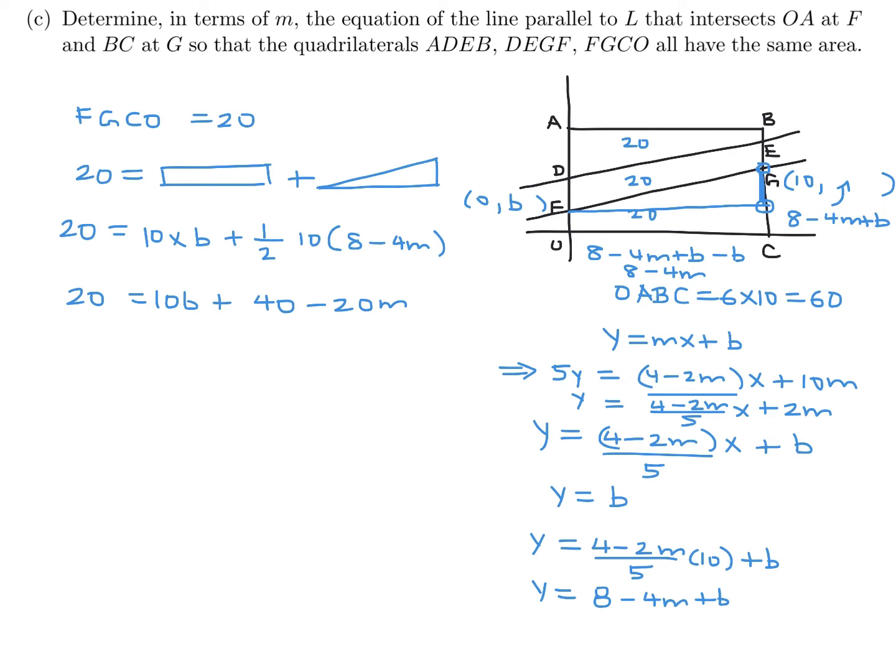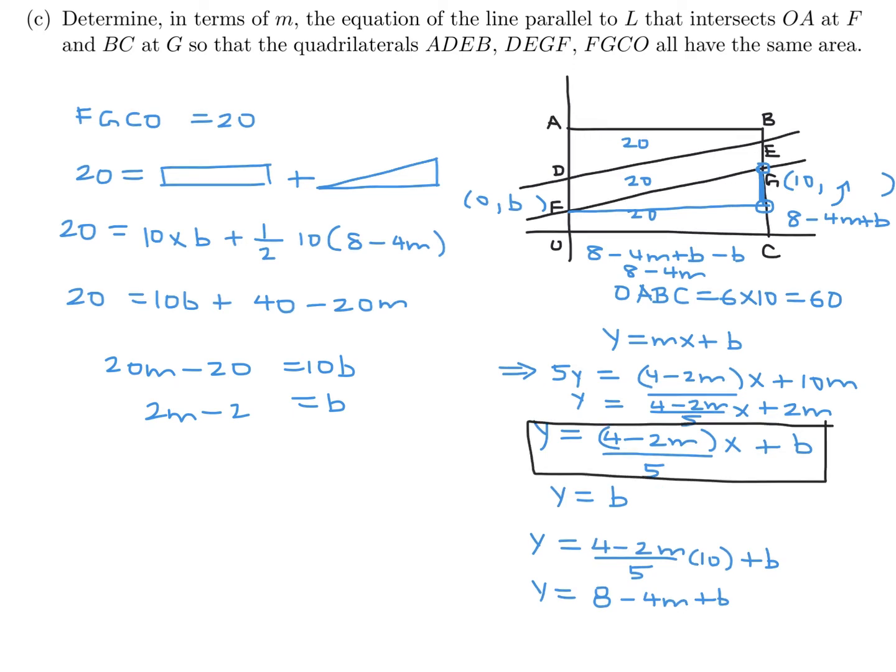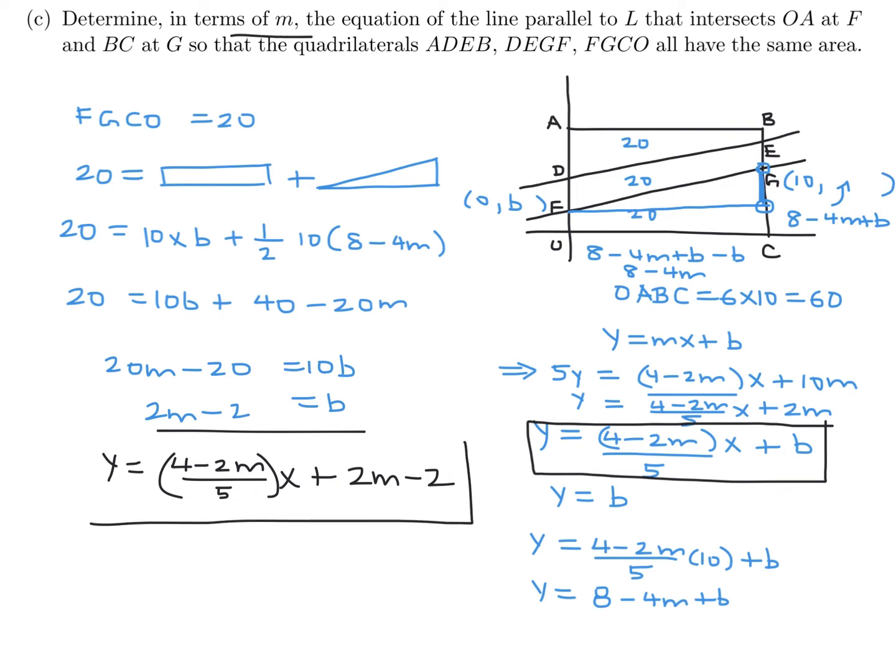So let's see here. Let's isolate. 20m minus 20 is equal to 10b. And therefore b looks like 2m minus 2. So this is my equation, and I just have to put b there. So y is equal to (4 minus 2m) over 5, that's the slope, x plus b, and my b, I just figured out, was 2m minus 2. So they wanted, in terms of m, the equation of that line. And this is the equation of the line in terms of m.